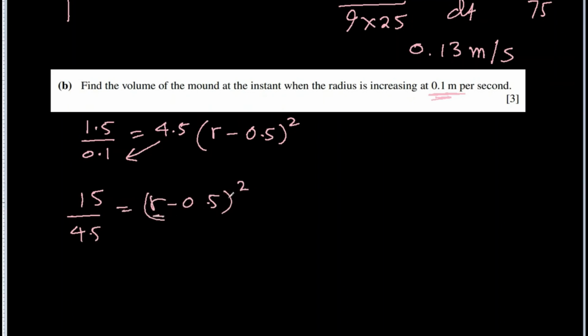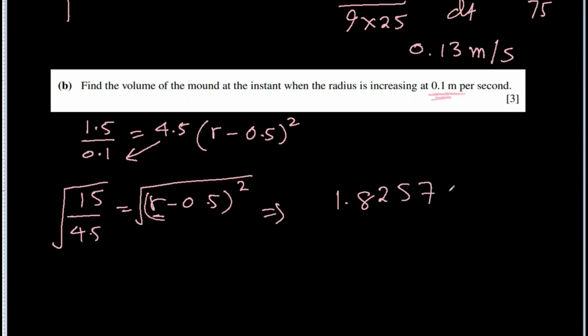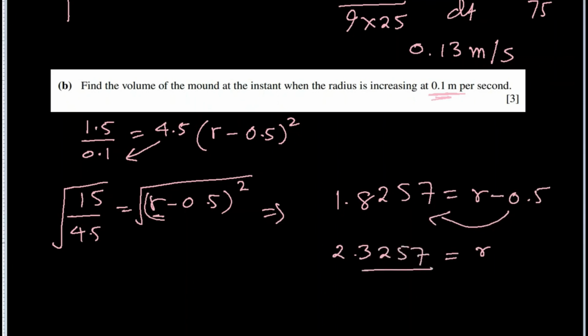So to isolate r, we need to get rid of the square with square root on both sides. Okay, that gives us 1.8257 equal to r minus 0.5. Now this 0.5 can come here, it will become 2.3257. I wrote so many digits so that my answer is very accurate.